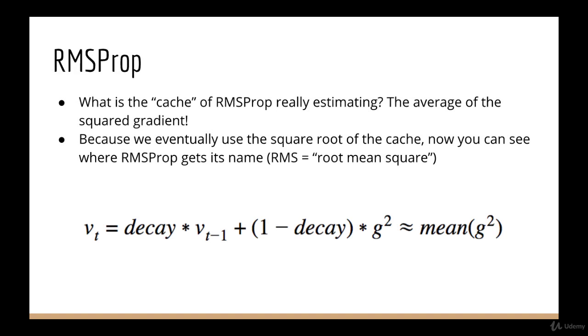So it's reasonable to ask, what is the cache of RMSprop really estimating? And in fact, it's estimating the mean of the square of the gradient. And because we eventually take the square root of this in the parameter update, you can see now why this method is called RMSprop. RMS stands for root mean square.